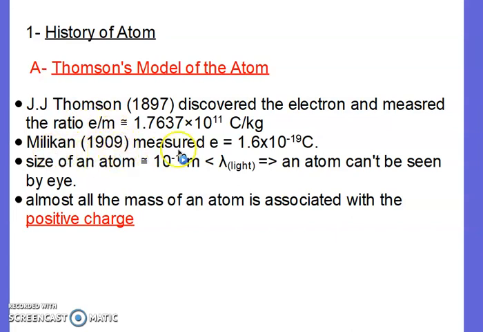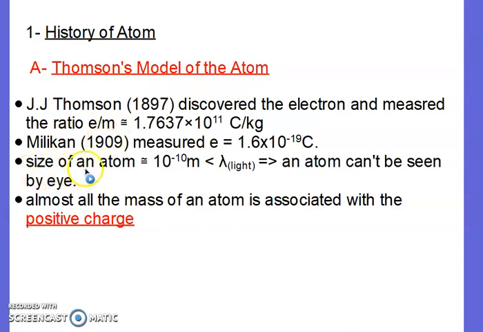Millikan in 1909 measured the charge of the electron as a fundamental charge, 1.6 times 10 to the minus 19 coulomb. Now, if you replace the value of e here, you can get the mass of the electron as 9.1 times 10 to the minus 31 kilogram. You know this number. So, they discovered everything about the electron.